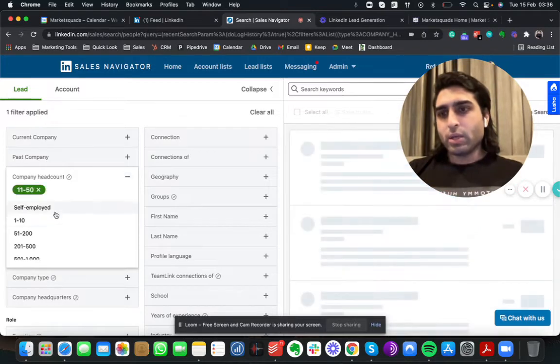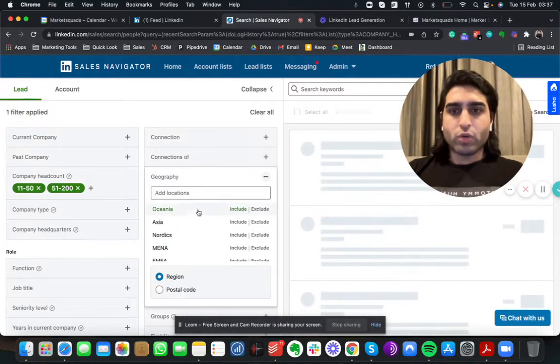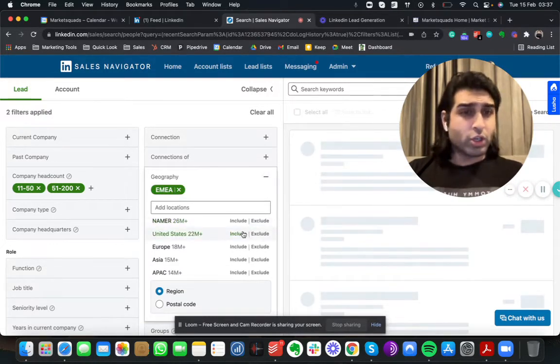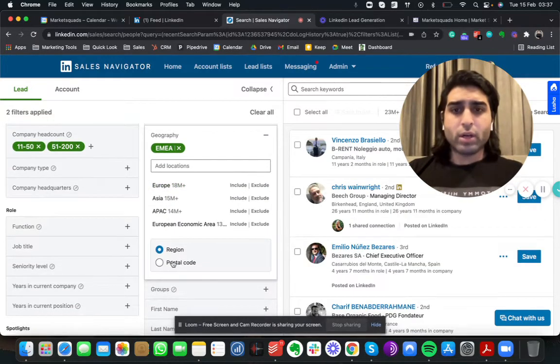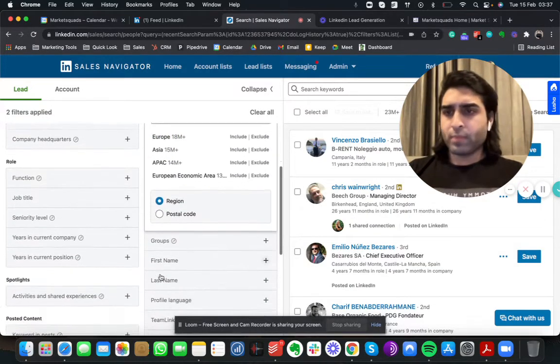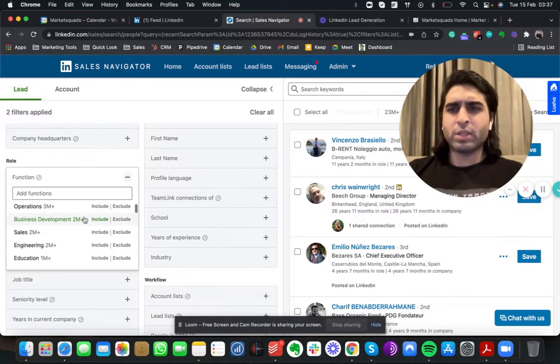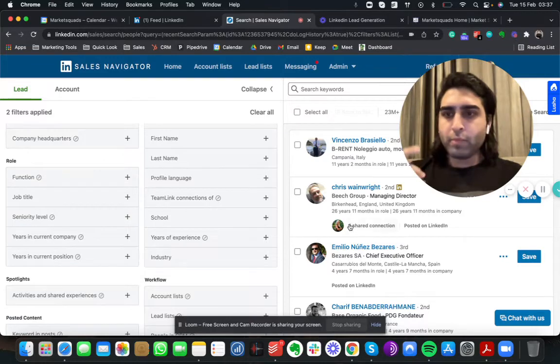Most of the time, of course, you're going to choose the geography, and you can exclude as well. Now, this is fairly new: you can now target with postal code as well. Function is something you sometimes have to use, but sometimes people don't put in their right functions, and that is something you have to watch out for.